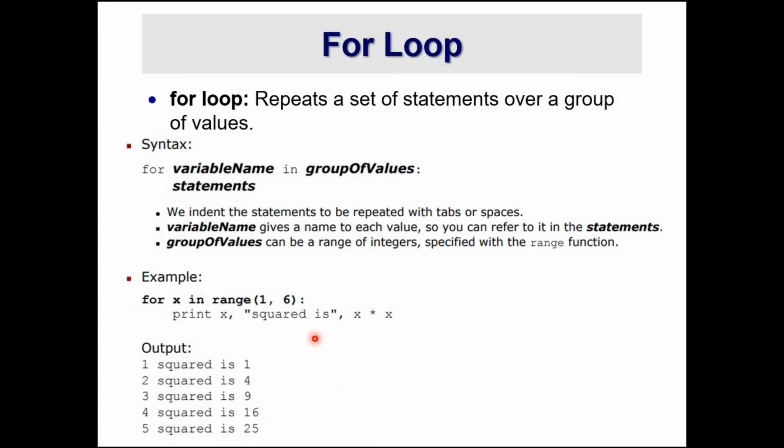Print x squared, which is x multiplied by x. So the square of 1 is 1, the square of 2 is 4, the square of 3 is 9, the square of 4 is 16, the square of 5 is 25. But 6 is not included, this is built in. The start of the range is inclusive and the end of the range is exclusive. You have to keep that in mind while coding.